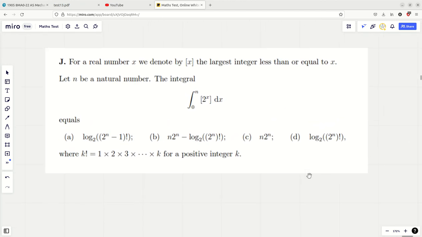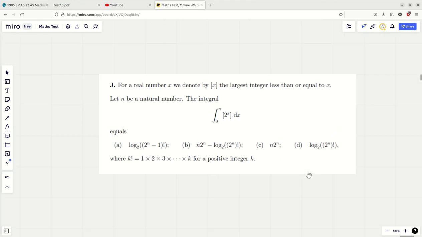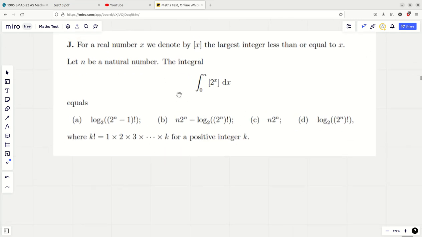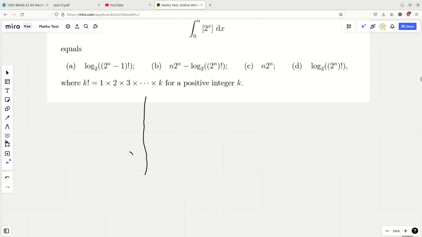Okay, finally this one. God, this one's nasty, isn't it? It's quite nasty. It requires a good diagram, I guess, but there's some rearranging at the end. So for a real number x, we denote x in this square brackets as the largest integer less than or equal to x. Let n be a natural number. We're working out the integral of 2 to the x. Now this is the same for a while. This really helps basically if you draw a diagram. Because if you think about what's going on here, let's think about the graph of 2 to the x. And don't worry, it's not going to end up being an integral.